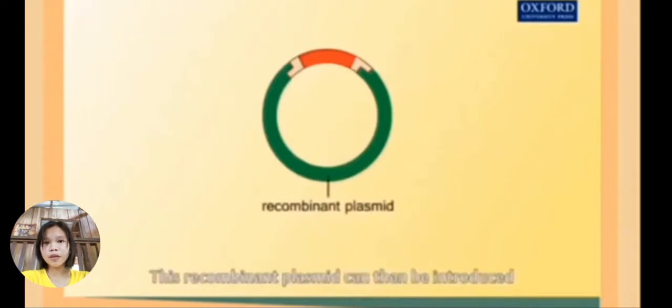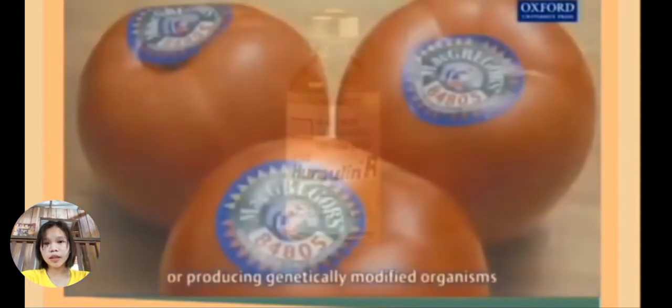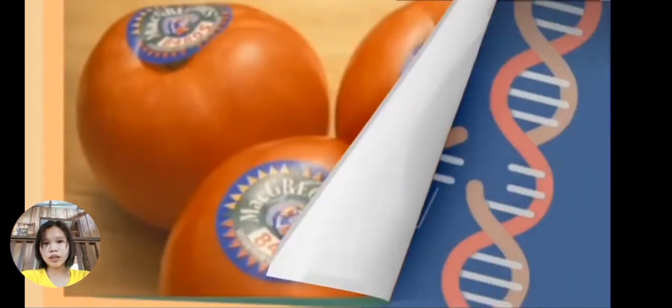This recombinant plasmid can then be introduced into a host cell for different purposes, such as producing proteins of other species like human insulin or producing genetically modified organisms that possess new characteristics.